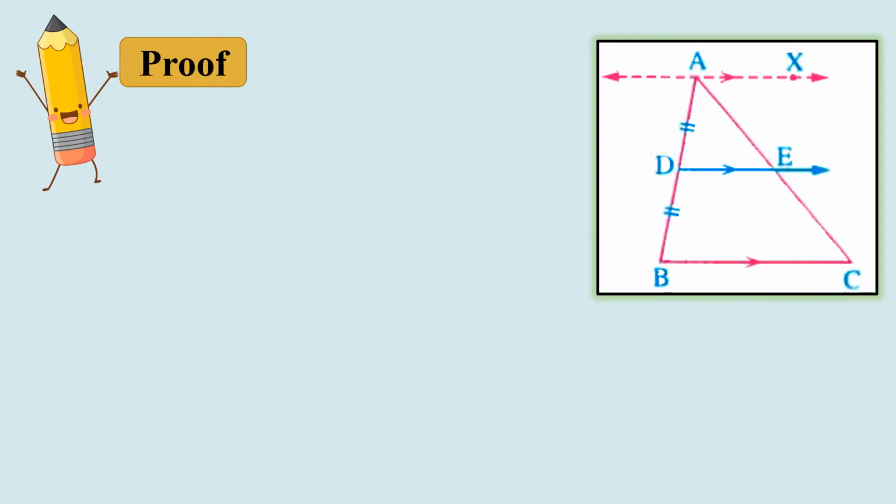Okay, our proof here. Since AX parallel to DE parallel to BC, and AB, AC are two transversals to them at D and E, since AD equals DB, then AE equals EC. Then E is the midpoint of AC.